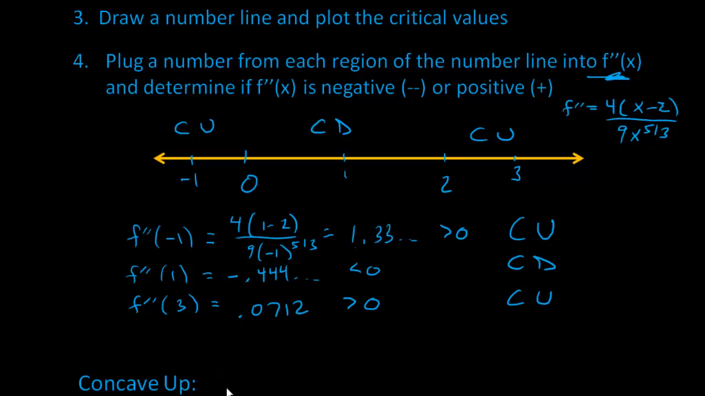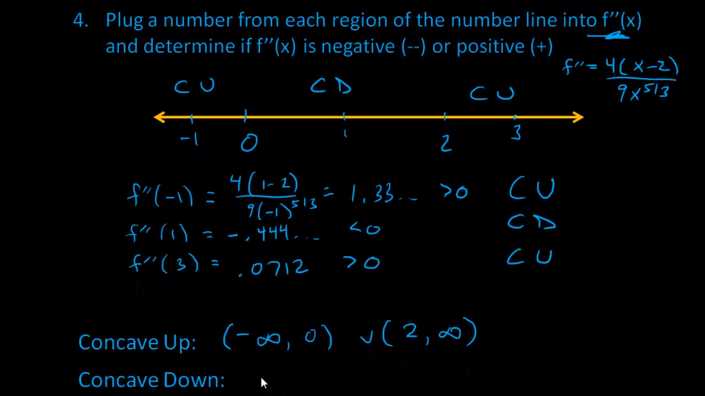So with this, we want the intervals of concavity. We are concave up from negative infinity to 0, and then again from 2 to infinity. We are concave down from 0 to 2. Do we have any inflection points? Inflection points would be when we change concavity. And you have to be a point on the graph.